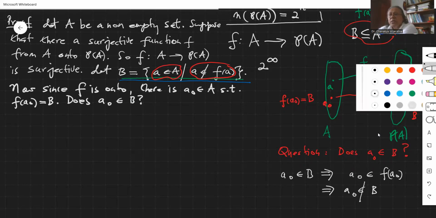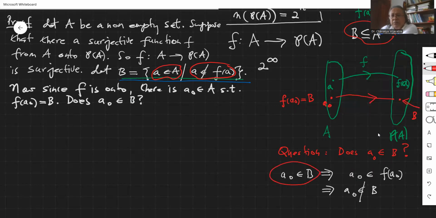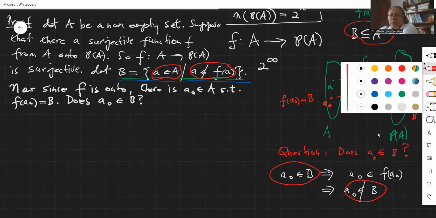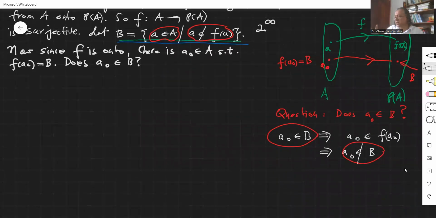So we have a contradiction, right? a naught belongs to B implies a naught doesn't belong to B, right? Then by the excluded middle, there's only one other option, that is that a naught doesn't belong to B, right?